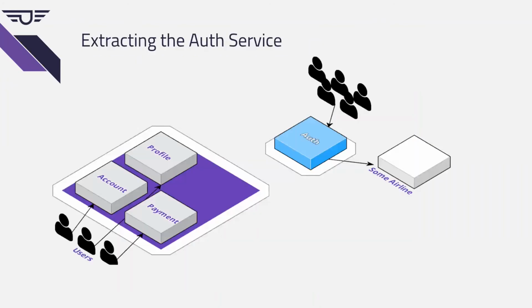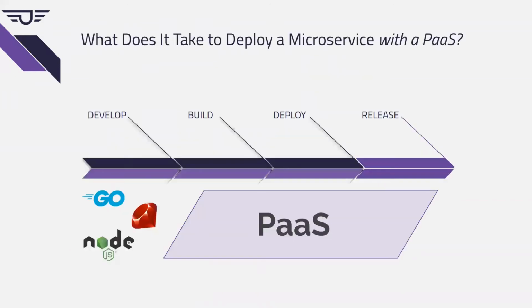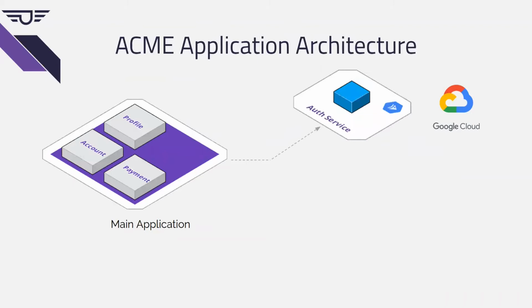Let's revisit the Auth service ACME wants to deploy. They're allowing their users to log into third-party websites with their ACME accounts. However, they know it needs to be highly available since they can't predict the usage patterns of that third-party website. ACME has decided they want to use a PaaS for ease of use. They've decided on Google's App Engine, which will handle the build, deploy, and release cycle for their authentication service. Under the hood, Google uses their own Cloud Run container orchestrator, which is known to be highly available and scalable.